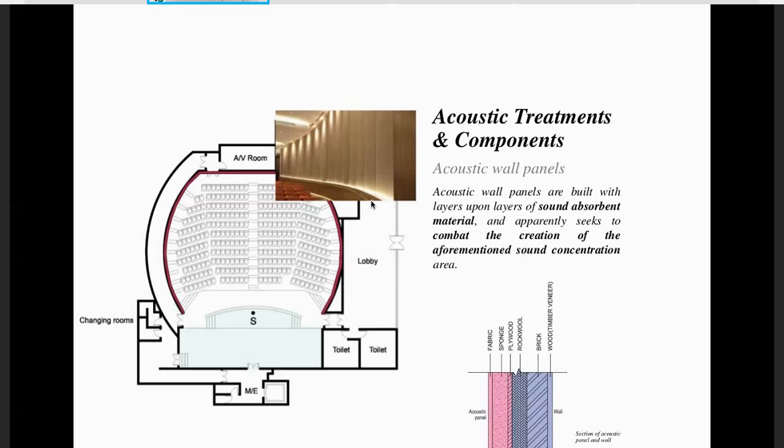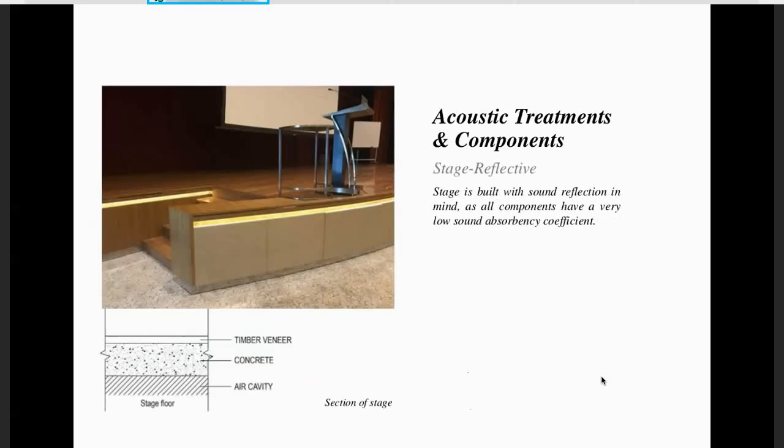One of your friends mentioned the pink and purple color wall panels at the back. So these are the panels. It has fabric, the acoustic panel. You have sponge or fiber wool, and then plywood to hold it, and then rock wool, brick. So this is the basic construction of the wall.